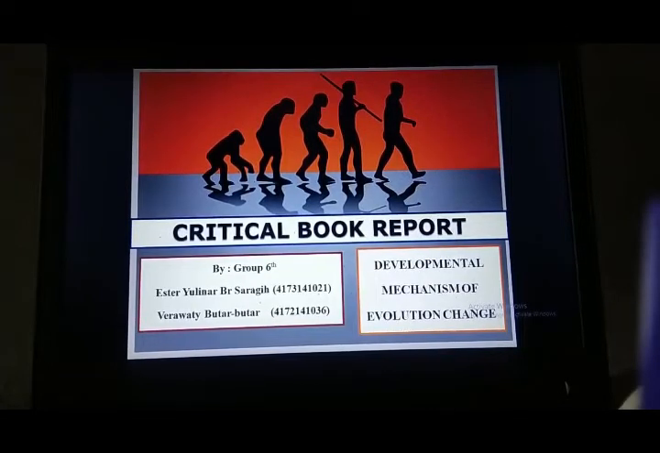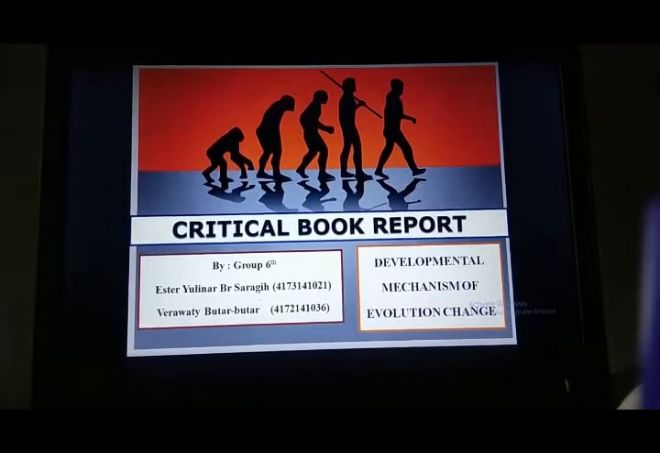It is a critical book report. But before we start, let us introduce our group. Starting from me, my name is Esther Lina Burusaragi, and with my partner Ferawati Butar-Butar. Our title of the CBR is Developmental Mechanism of Evolutionary Change.